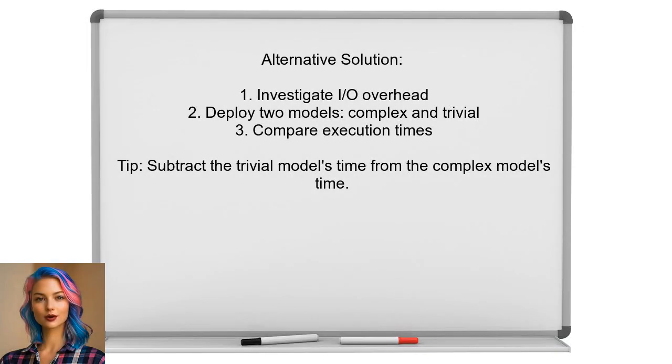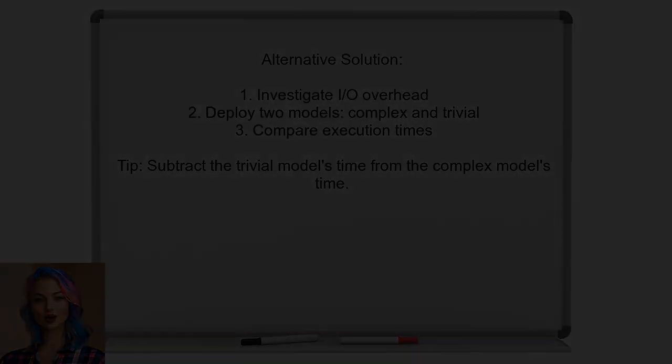An alternative approach suggests investigating potential I/O overhead, which includes network transfers and data serialization. To diagnose this, deploy two models, one complex and one trivial. Then compare their execution times to identify the I/O impact.